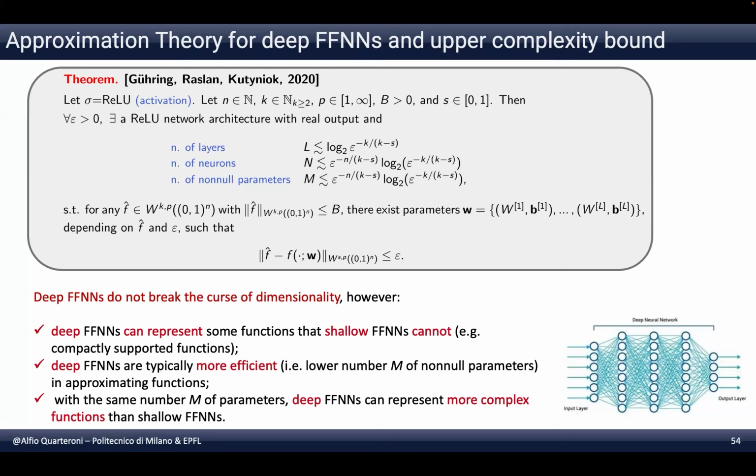So what is the moral conclusion? Of course you can go through the estimate, but the moral conclusion is this one. In principle, deep neural networks, those that use many more internal neurons, can represent some functions that shallow neural networks cannot represent. So if we have functions that are particularly complex, complex in the sense that their behavior is complex, it is more likely that with a deep neural network we'll be able to approximate them better than with shallow neural networks. Deep neural networks typically are more efficient in the sense that they require a lower number of non-null parameters. With the same number of parameters, deep neural networks can represent more complex functions than shallow neural networks do. So in general, it pays off going to deep neural networks.